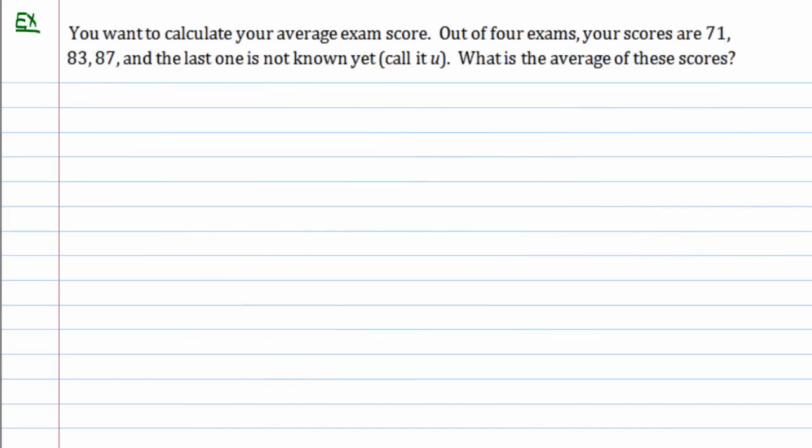Finally, let's talk about this example here. You want to calculate your average exam score in your current math class. Out of 4 exams, your scores are 71, 83, and 87. Assume that these are out of 100 points. But you haven't taken your last exam yet, so you're wondering what you need to get on your last exam. You don't know. But the question is, what is the average of these scores? Well, you should know that the average is equal to the sum of scores over the number of scores.